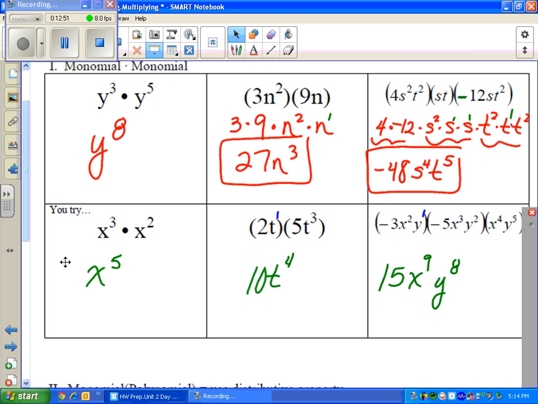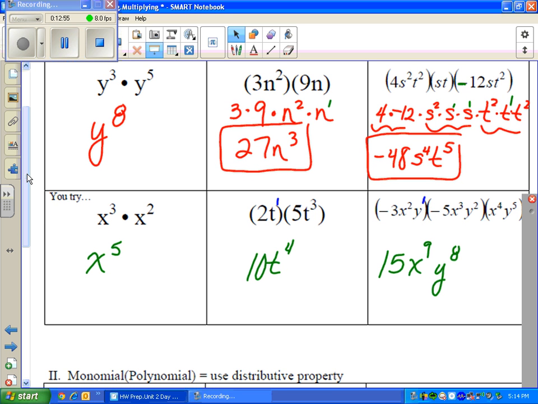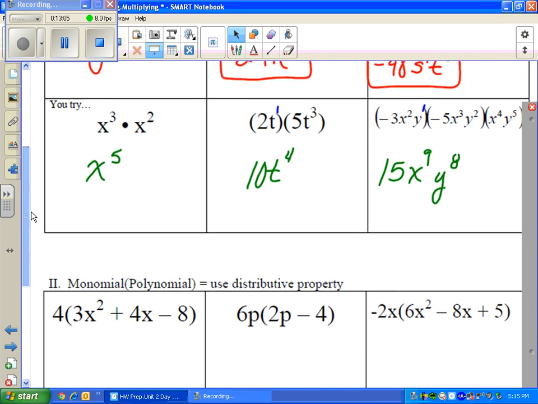All right. Let's go down to the bottom part of the table. Roman numeral 2. Go ahead and copy down what you see there. Monomial times a polynomial. So here we're taking the one term and multiplying it times a many term. And we'll, of course, use distributive property. Let's take a look at these three problems here.